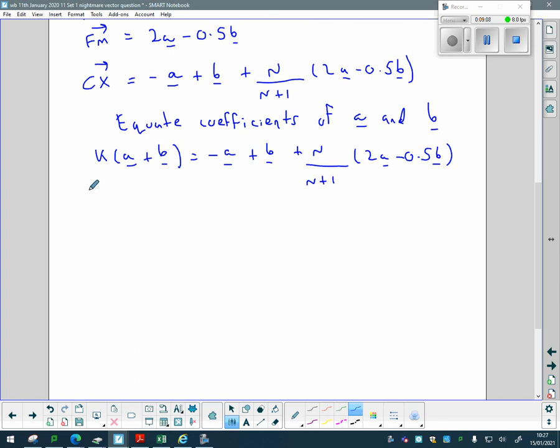So when I say equate the coefficients, we're looking at the numbers in front of A, and then we're looking at the numbers in front of B, numbers or letters. So in front of the A on the left-hand side is a k, and then in front of this first A here is a minus 1, and in front of the A here is 2n over n plus 1.